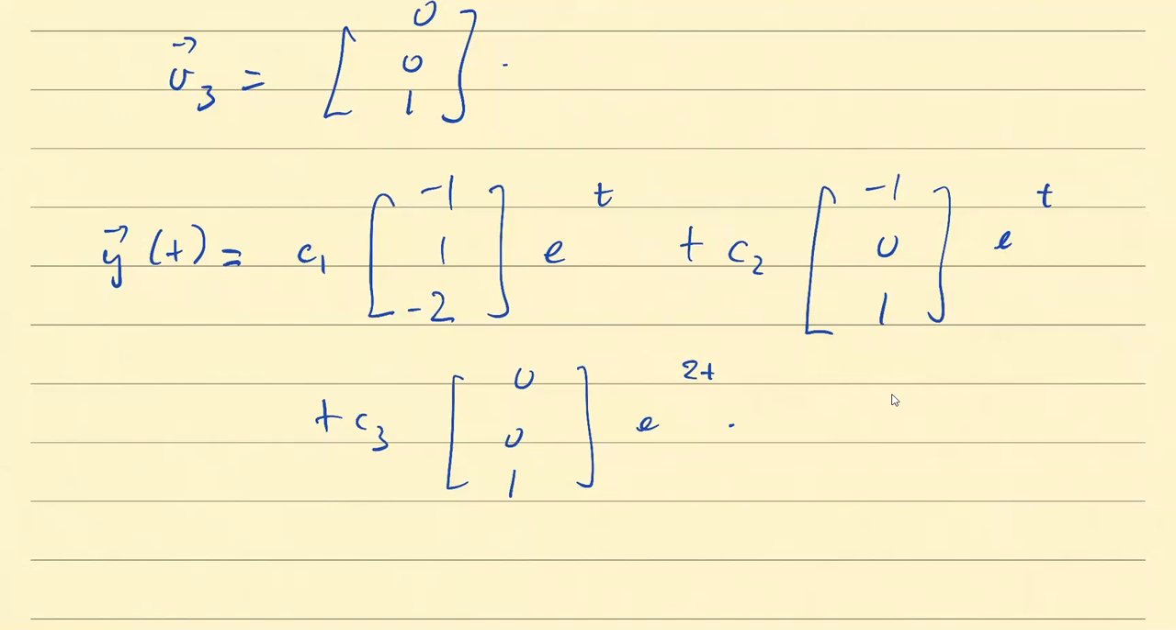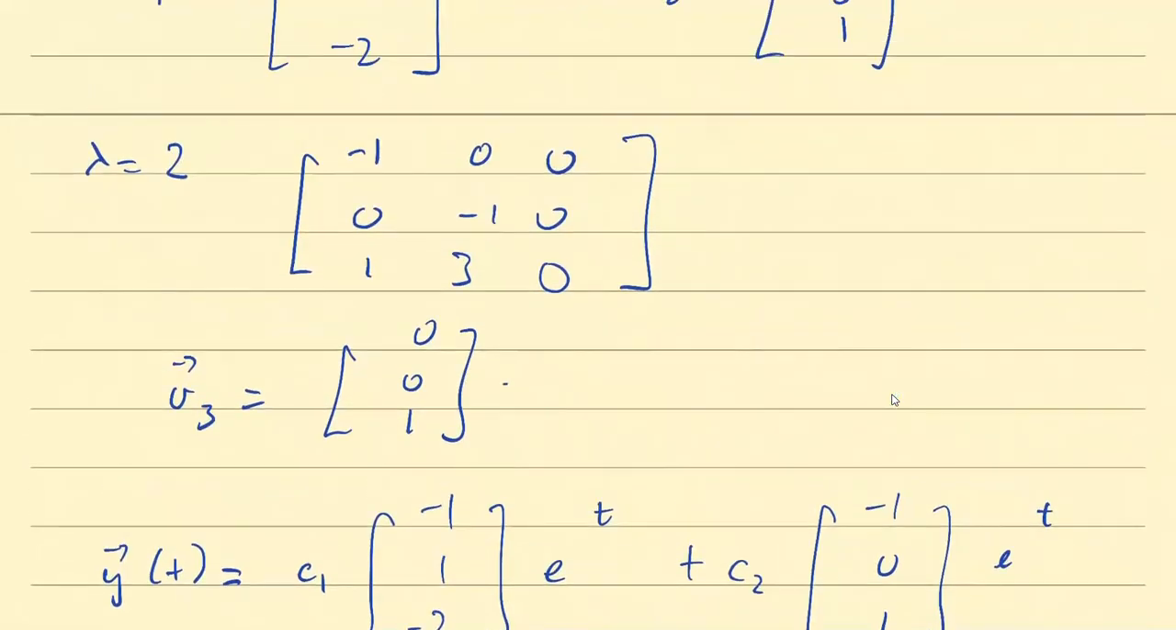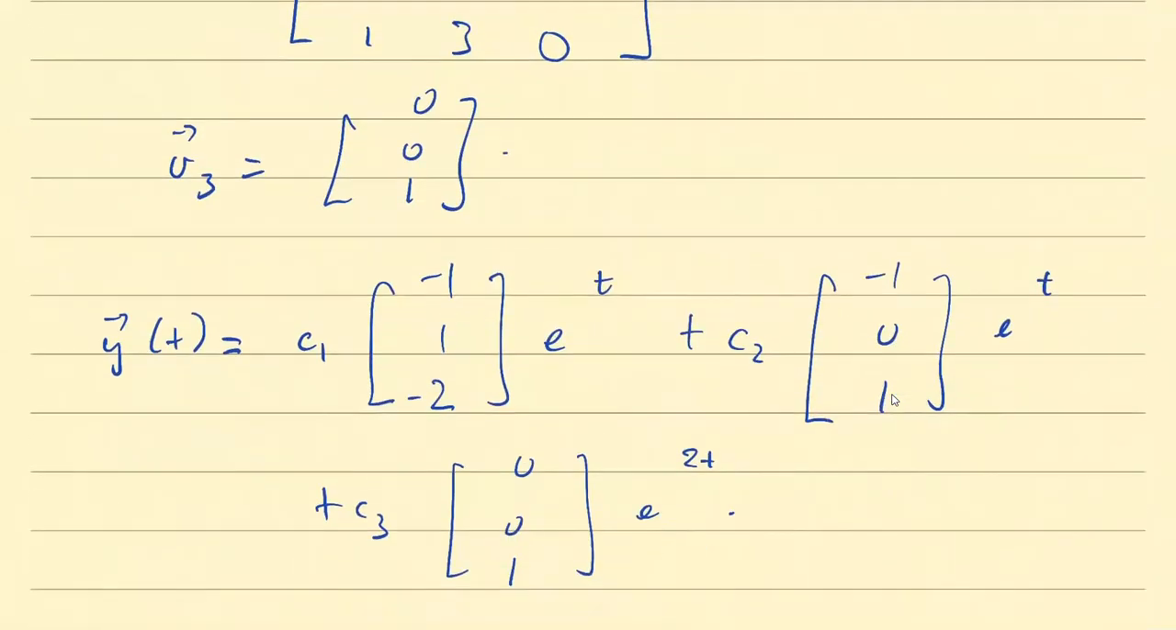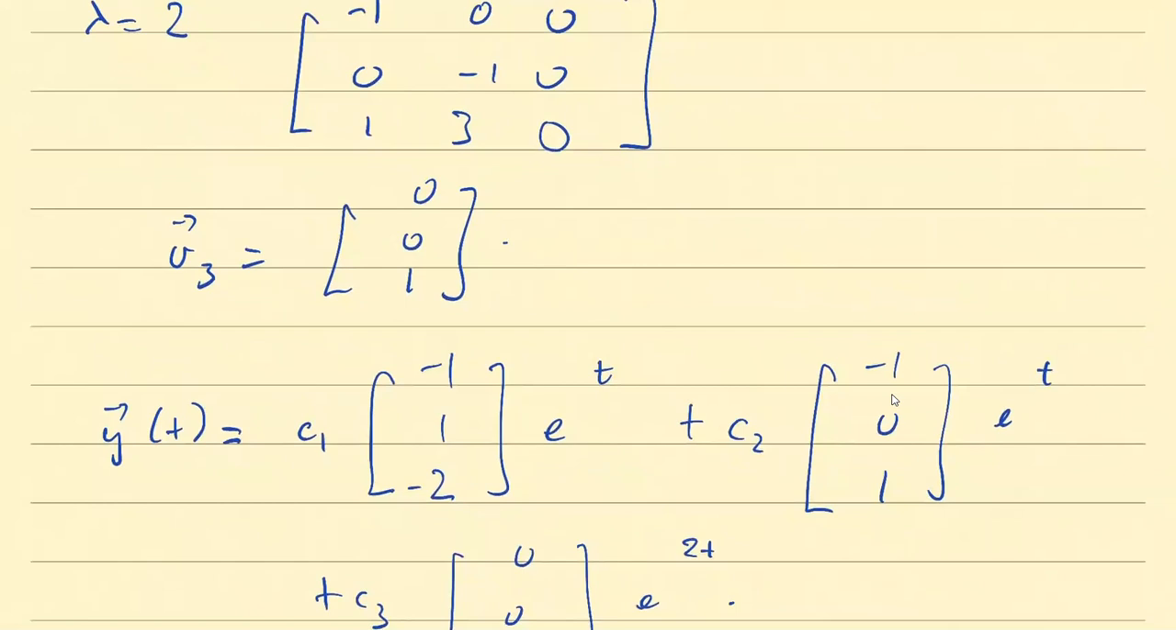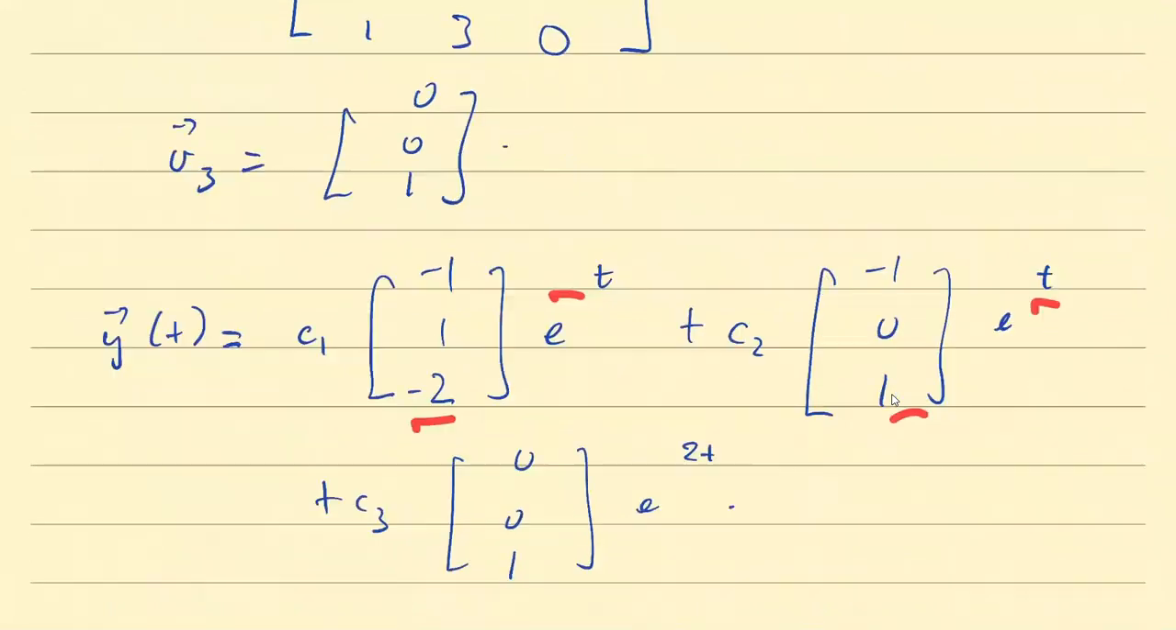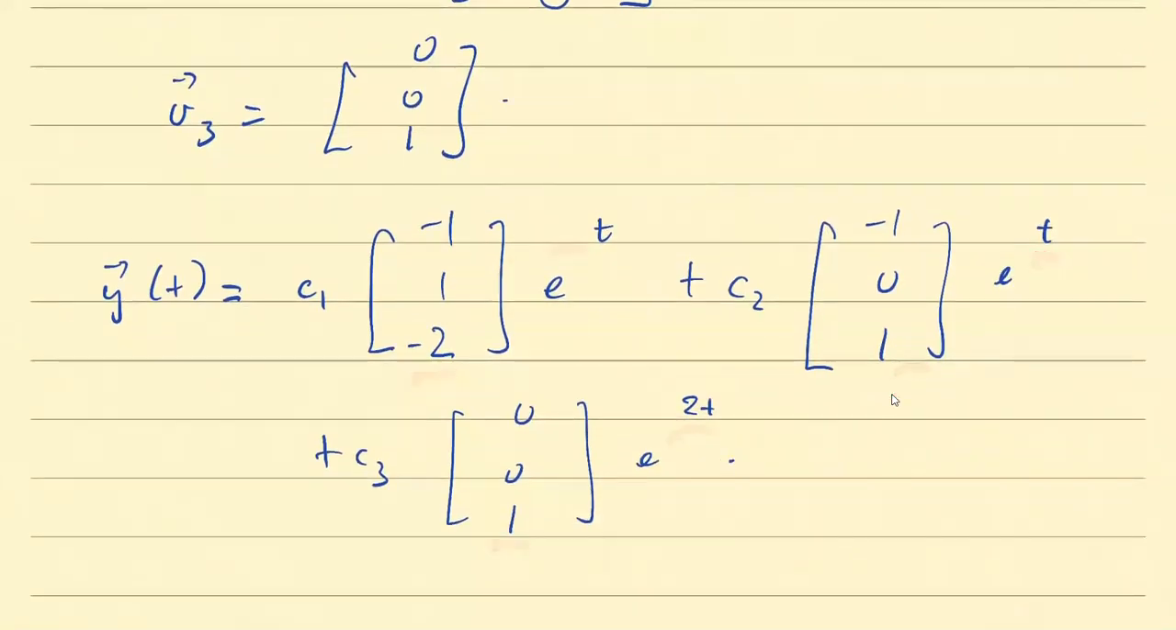So, to be precise, the topic of this section should not really be real eigenvalues, because the eigenvalue is 2. Am I wrong? These are eigenvalues 1, and these are eigenvectors corresponding to that. This is eigenvalue 2, and this is the eigenvector corresponding to that.